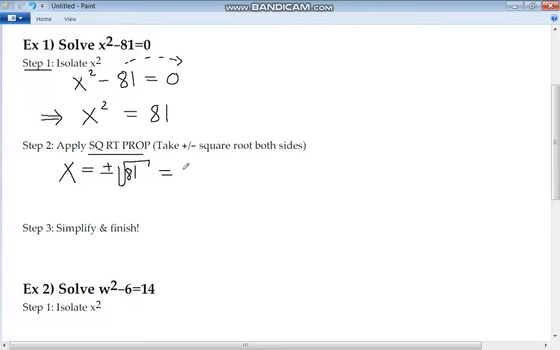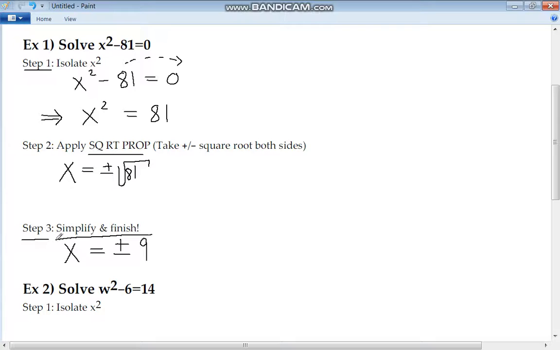So I shouldn't be saying it yet. I want to do it in the next step. But we're just about finished. We just need to do step 3. Step 3 says to simplify to finish it. Well, the square root of 81 is 9. So that means that that equation says that x is equal to plus or minus 9.